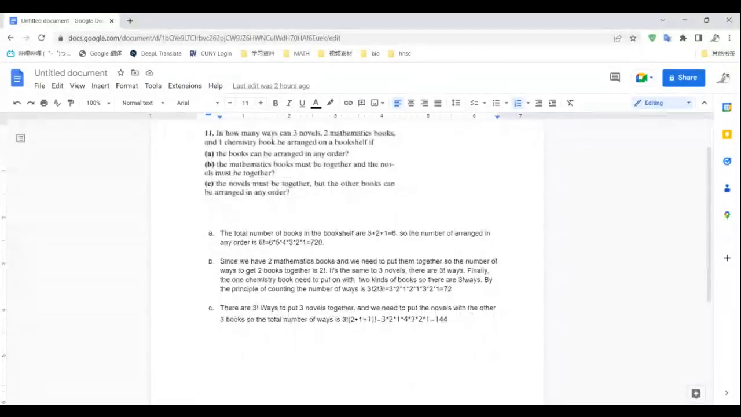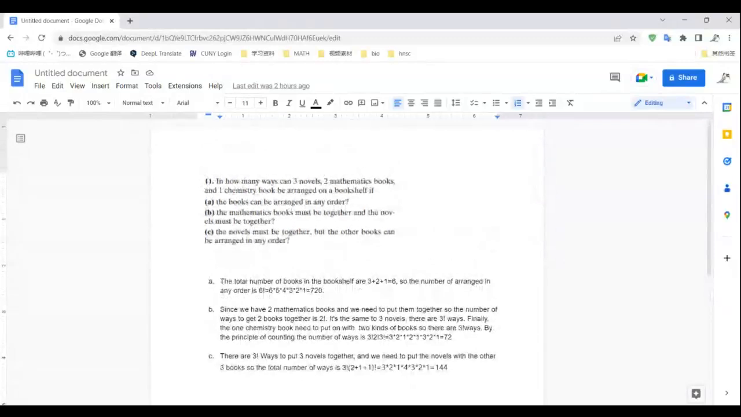Yes. My question is 11. In how many ways can 3 novels, 2 mathematics books, and 1 chemistry book be arranged on a bookshelf? If A, the books can be arranged in any order, the total number of books on the bookshelf is 3 plus 2 plus 1, which is 6. So the number of arrangements in any order is 6 factorial, which is 720.